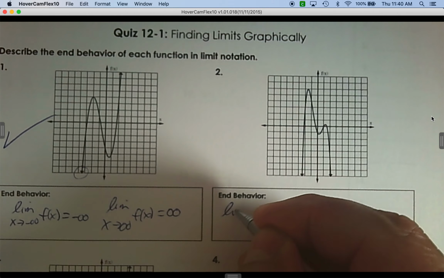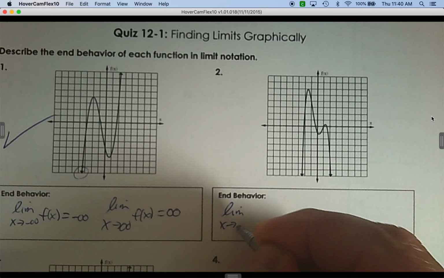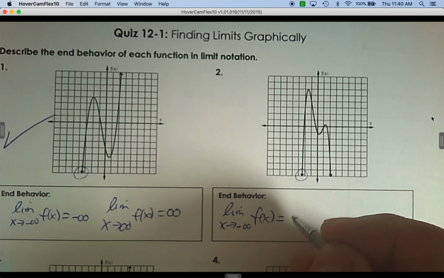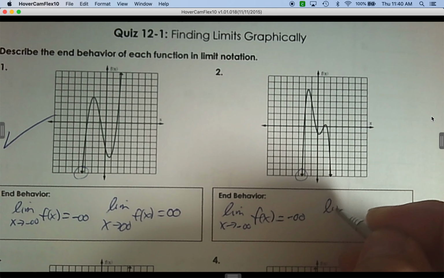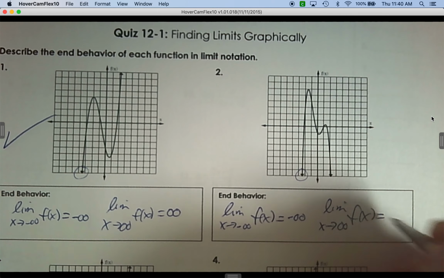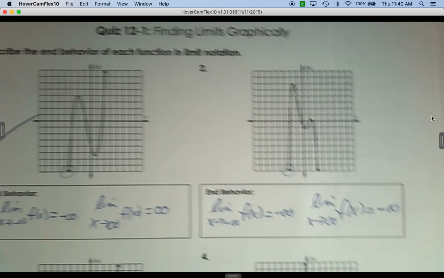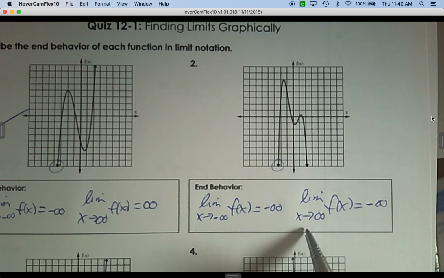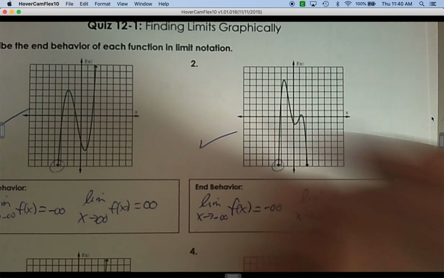Here, the end behavior. The limit as x approaches negative infinity of f at x equals. Where's the left end? It's negative infinity. Do it again for the right side. Make sure your notation is correct. Notice both ends, the left and the right, are going down. Your notation matters. So you're writing it correctly with the correct answer. Check mark. 2 out of 2.